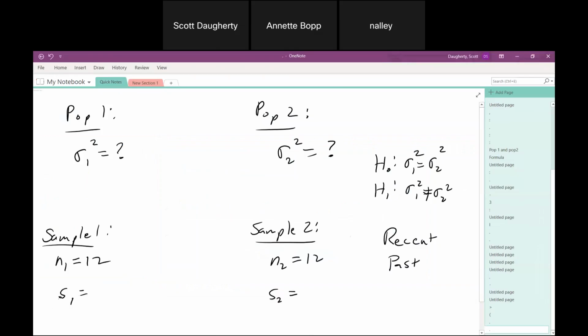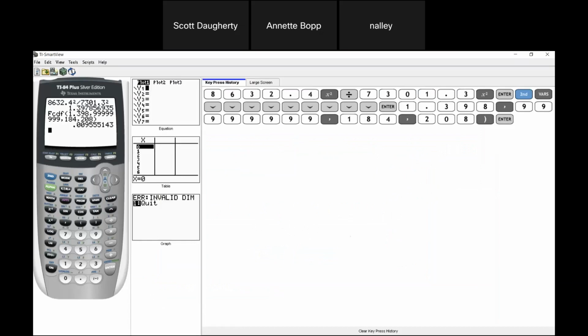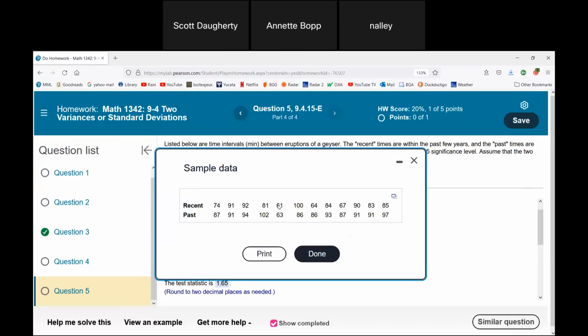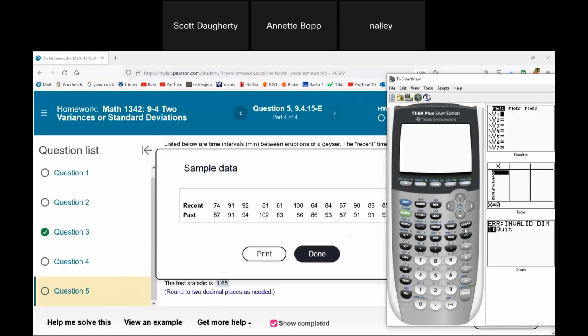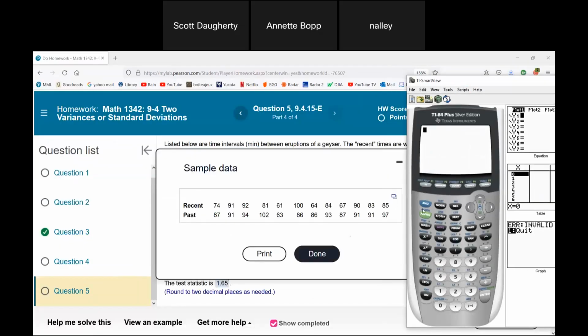So that's where you would go to the calculator and just type in the raw data. So you just type all these numbers into L1, then go to one variable statistics. Maybe I'll do that just because it's important that you pick the right population 1 and 2. So let me just put this in real quick. So you just type these in to L1.